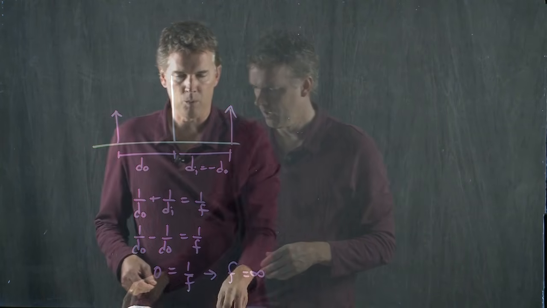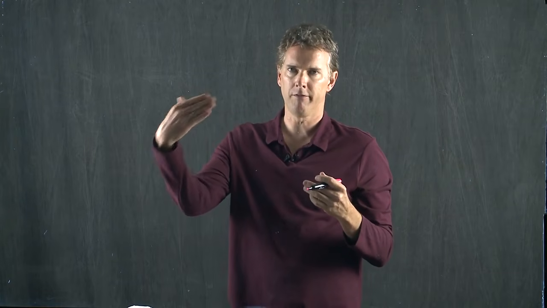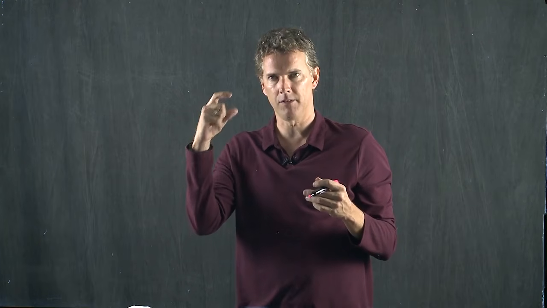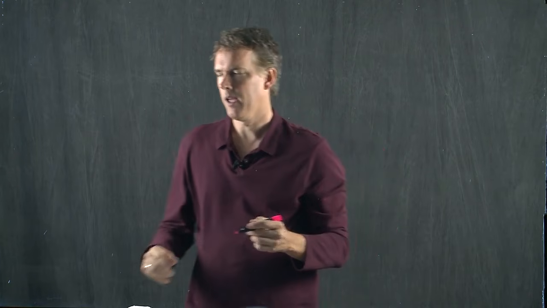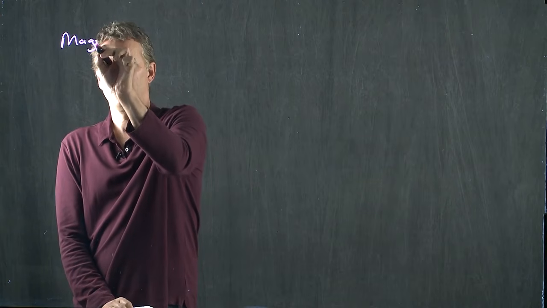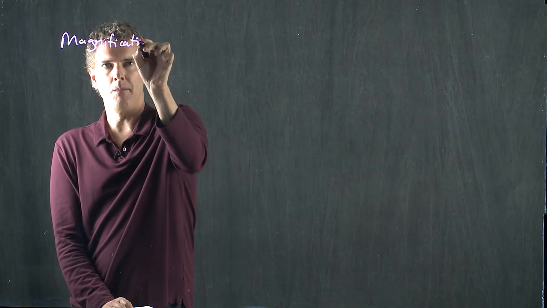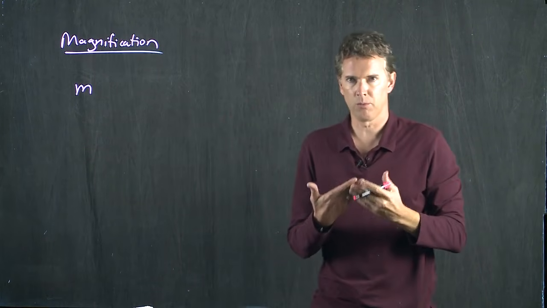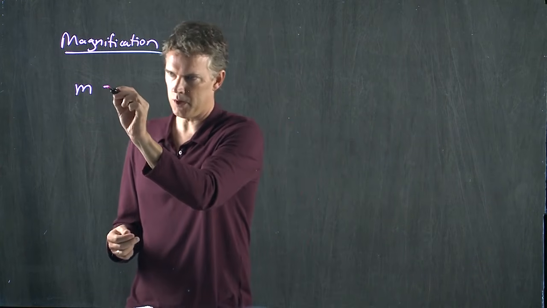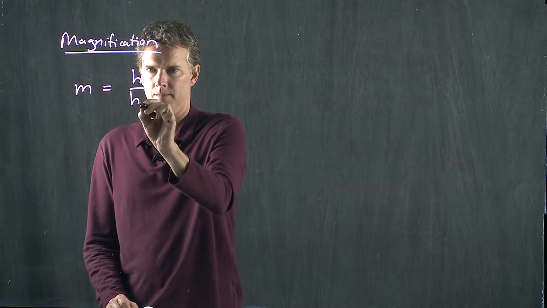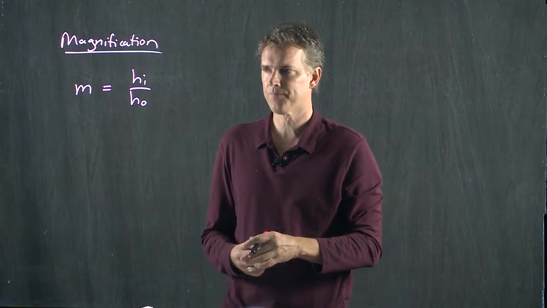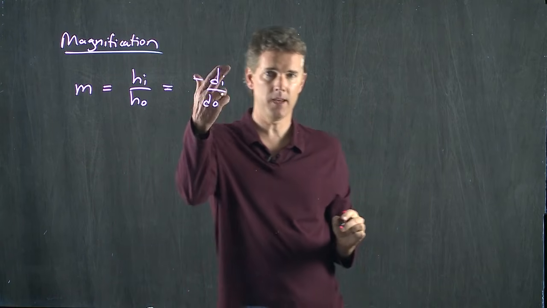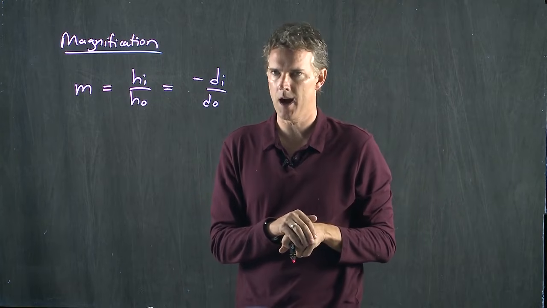Okay? So when we saw the image being formed, it looked like it was smaller or as big as the object. Can it in fact be bigger? And the answer is yes. And so we can quantify the magnification. The magnification M is just related to the height of the image over the height of the object. And that is directly related to how far away the image is versus how far away the object is.